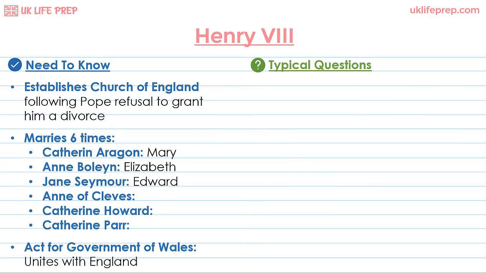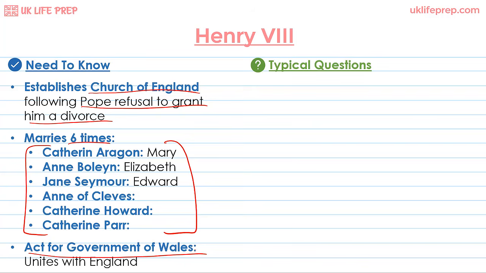Things I'd remember from this section would be the name of the church Henry established, why Henry established this church, how many times Henry VIII marries, and while rather painful to remember, I have seen questions on the name of Henry's wives and the names of the children born from them. And finally, that it was during Henry VIII's reign that Wales was formally united with England.